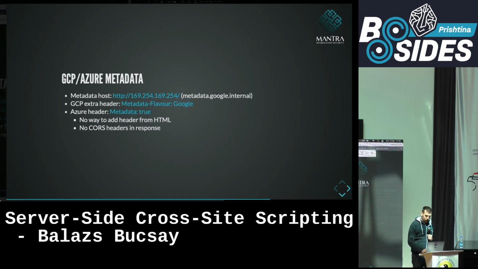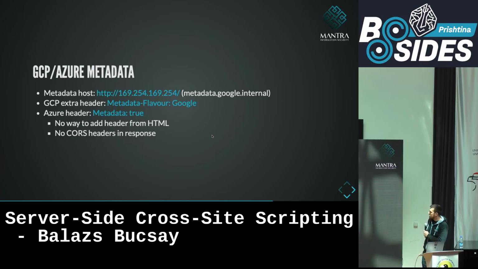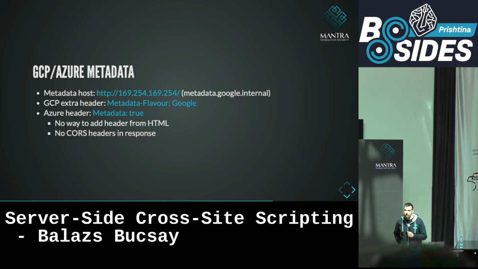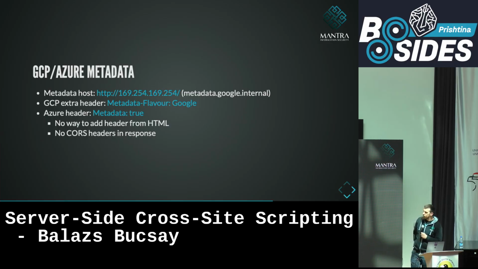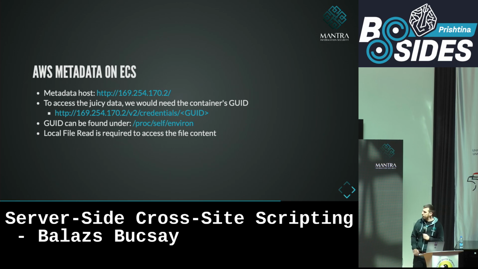So next slide. On GCP and Azure, again, it's the same IP. It's a little bit different. You need to put an extra header into the GET request, different for Azure and GCP. But again, the issue with this for us as attackers, as hackers, is that of course it's not going to render in the browser.